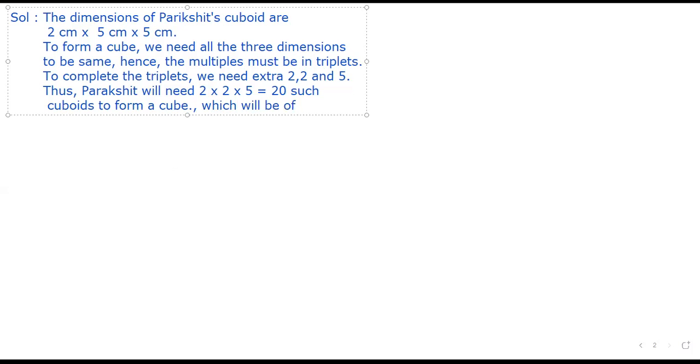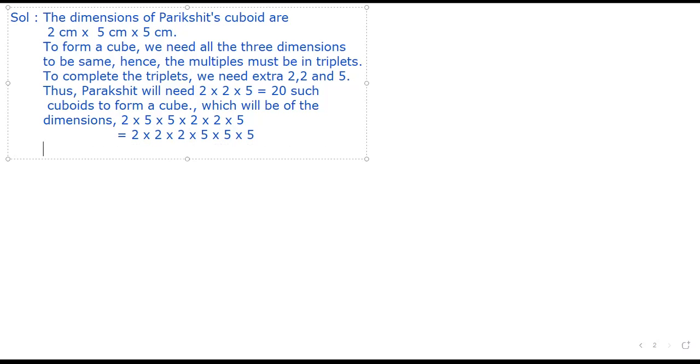Which will be of the dimensions. See, 2 by 5 by 5 was already there. We had a 2, 2, and 5 exactly below that, which is equal to 2 into 2 into 2 into 5 into 5 into 5. So a triplet of 2. In place of a triplet, we can take a single. Instead of that, just write 2 5s is 10. 10 into 10 into 10.